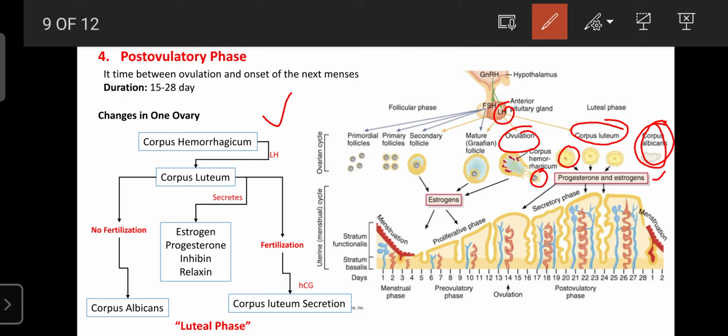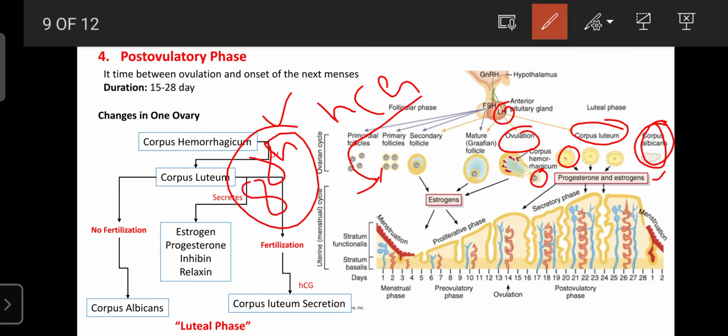Suppose fertilization occurs. Due to the fusion of ovum and sperm, they form the zygote. During the fusion, one hormone is secreted, known as HCG, human chorionic gonadotropin. This hormone is secreted in the uterus of the female only after the fusion of the sperm with the ovum. Exactly on the 8th day after the fusion, the uterus gets the HCG hormone.